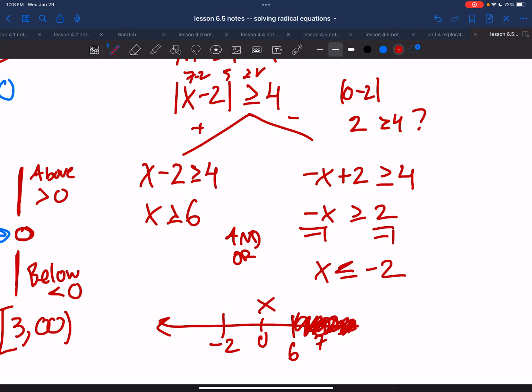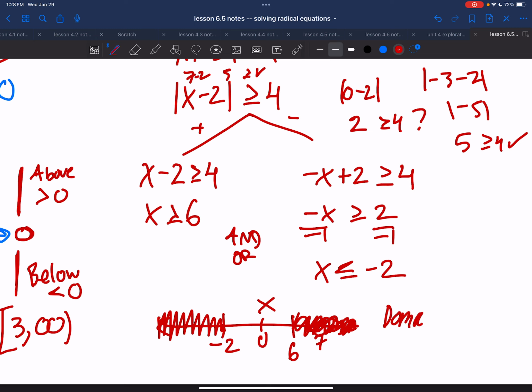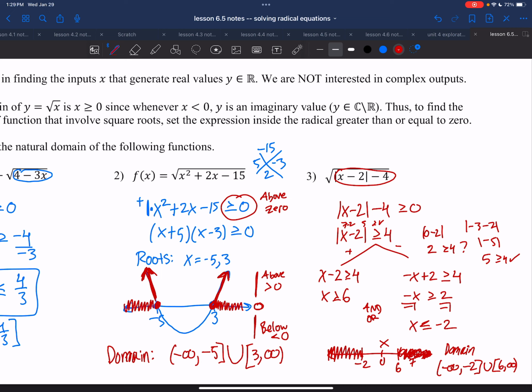No, it's not. Then pick negative 3, right? Negative 3 minus 2, that's negative 5. But absolute value of negative 5 is 5, and 5 is more than 4. So we're good here too. Yeah, so it's both those intervals there. Meaning our domain is negative infinity up to negative 2, bracket, union, bracket 6 to infinity. Okay? And that is that. That's all of those problems nice and worked for you.